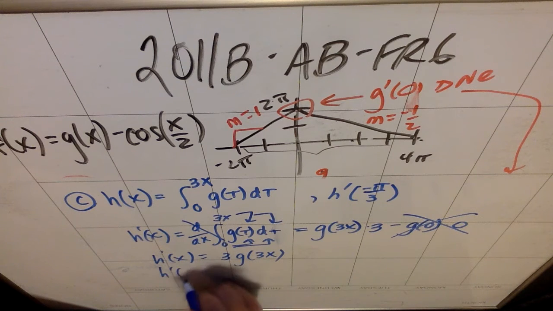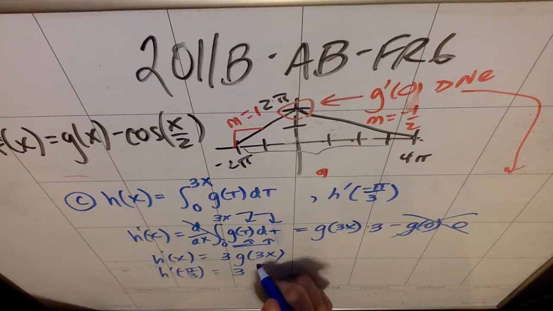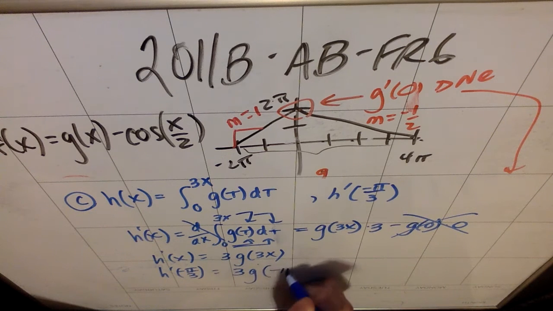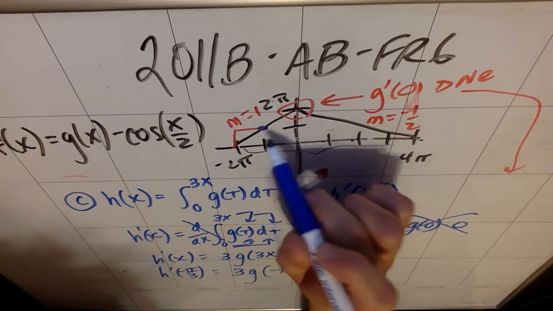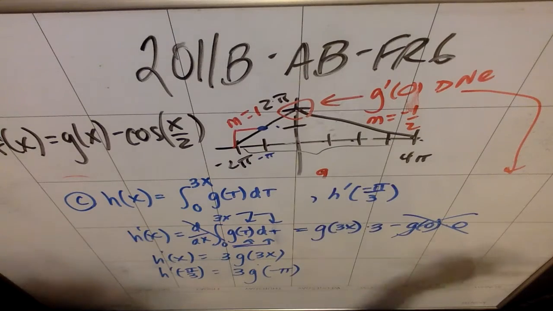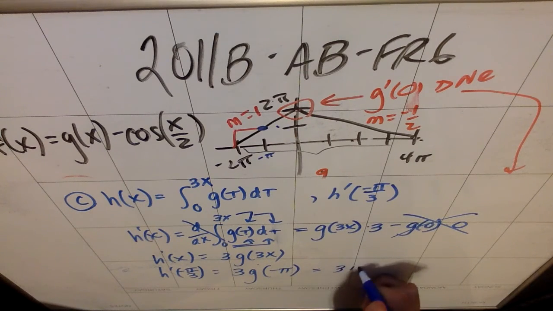So h prime of negative pi over 3 is 3 times g of negative pi, because negative pi over 3 times 3 would just be negative pi. So I go to where g of negative pi is, and I realize that at negative pi, g has a value of pi, so I get 3 pi, and that's my final answer. The end.